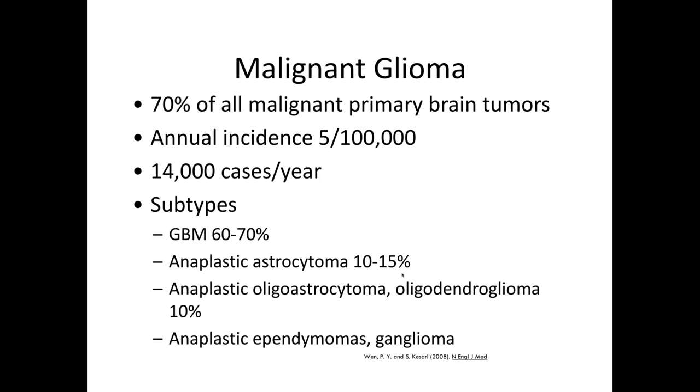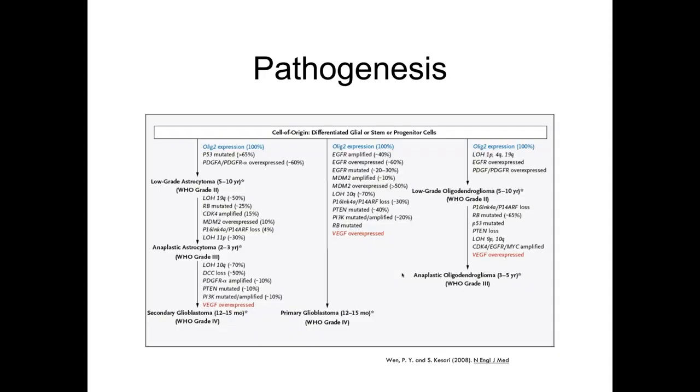But it's still pretty rare. There's only about 14,000 cases that are diagnosed per year. But of that, the majority of the patients have a glioblastoma. And we've made a lot of advances in learning about these tumors, particularly in the molecular pathways. Currently, the standard of care for patients with a brain tumor is surgery, chemotherapy, and radiation. But even with surgery, chemotherapy, and radiation, these tumors are incredibly aggressive, and in many patients, these tumors recur.